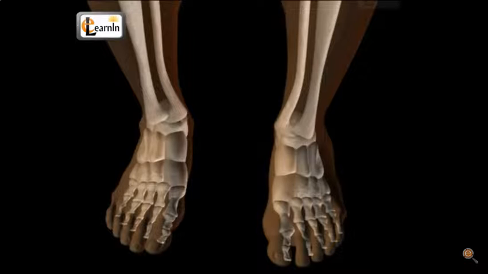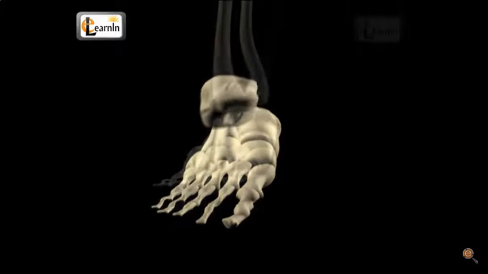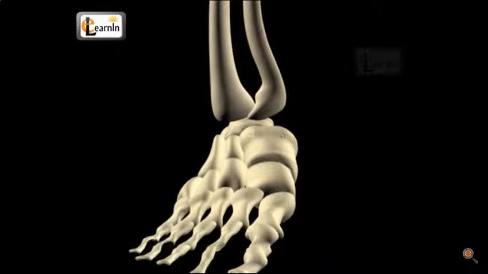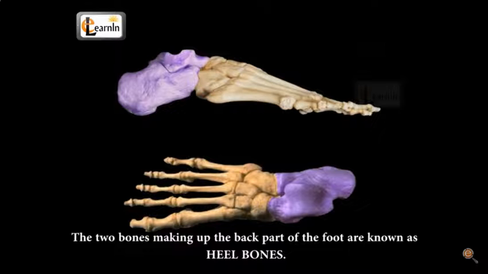The skeleton structure of the foot starts at the ankle bone, which acts like a junction where the 2 bones of the lower leg meet and help in the formation of a stable structure that holds the foot in a firmer position. The 2 bones making up the back part of the foot are known as heel bones.